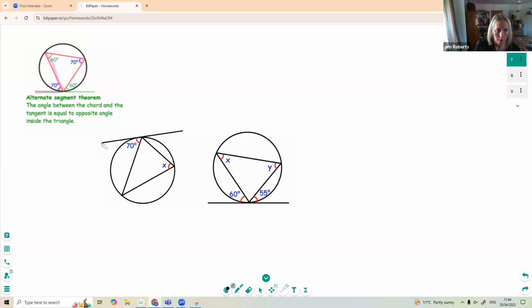Let me show you with this one. So we've got the tangent, because it touches the triangle at this point here. I'm going to show you there. So which angle is opposite this pink line here? Oh, it's that angle there, so x is 70 degrees.